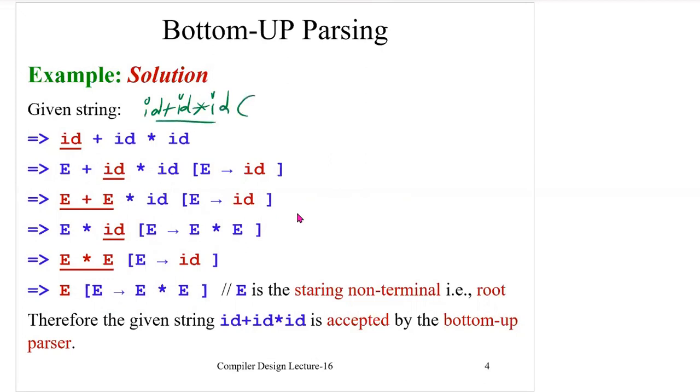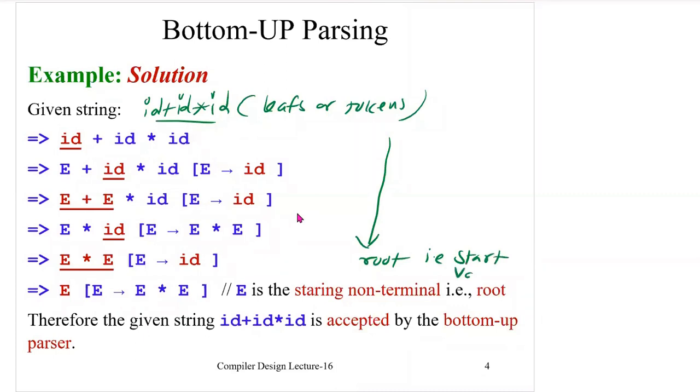These are the leaves. Leaves are tokens of the grammar. From this, what do we have to do? We have to derive the root, that is the start variable of the grammar. This is called bottom-up parsing. Here we have taken the string id plus id into id, using leftmost derivation in reverse.